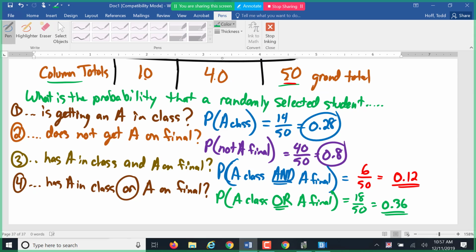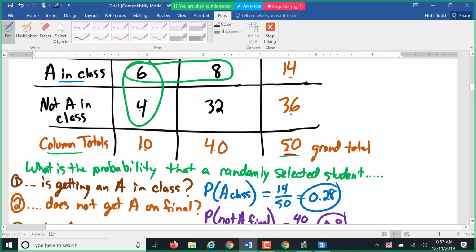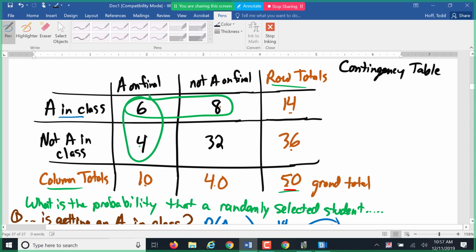Now, there is a possible shortcut for this one. If we look at this, you might be thinking, well, we had 10 that had an A on the final and 14 that had an A in the class. Why don't we just add them up and have 24 students? Well, the problem is these 6 that did both were counted twice.